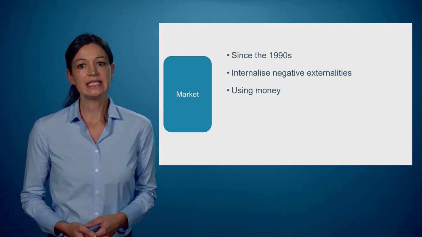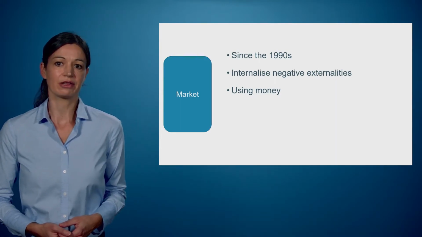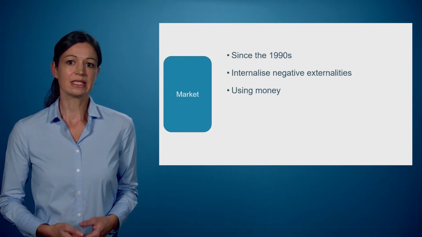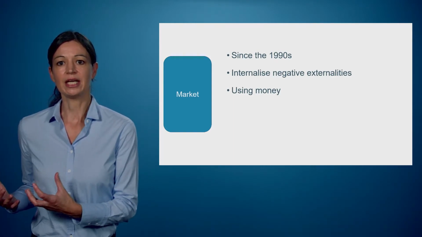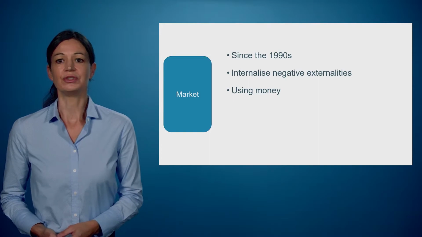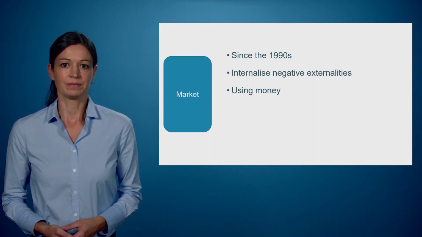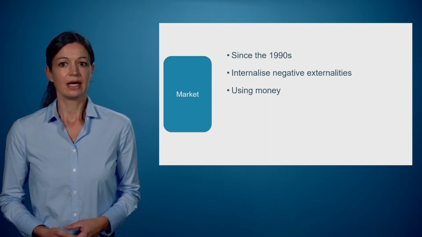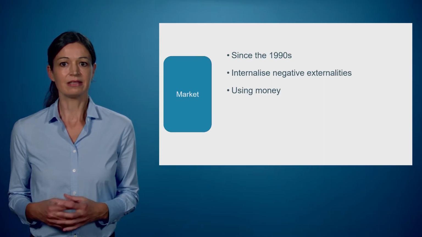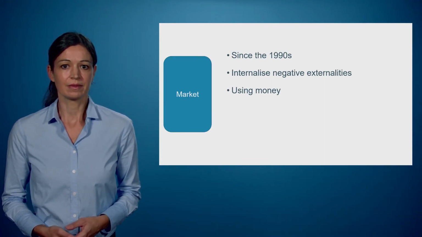In the 1980s and 90s, and with political leaders such as Ronald Reagan and Margaret Thatcher, we witnessed an ideological shift towards the application of free market values to social, political, and environmental spheres. Market-based policy instruments aim to internalize negative externalities into polluters' decision-making.